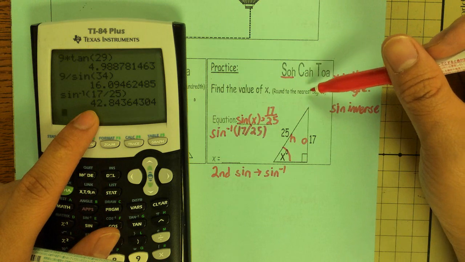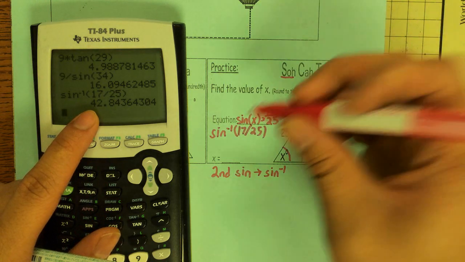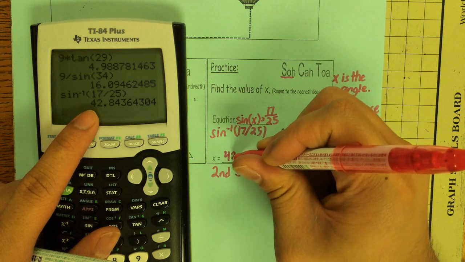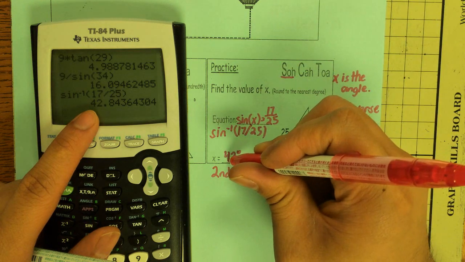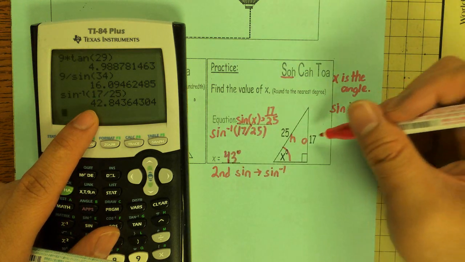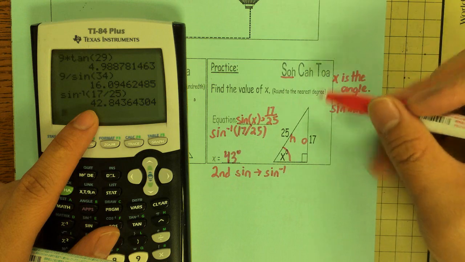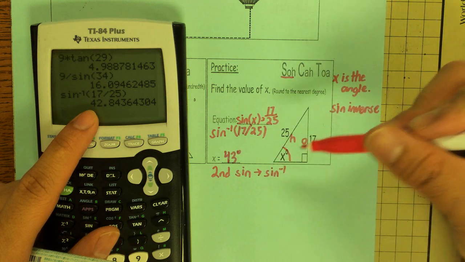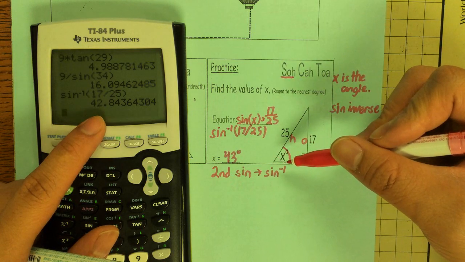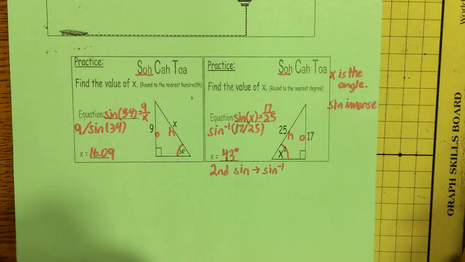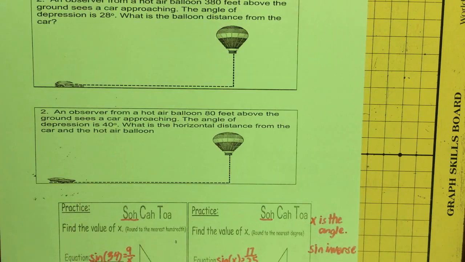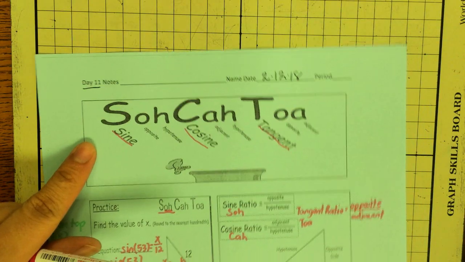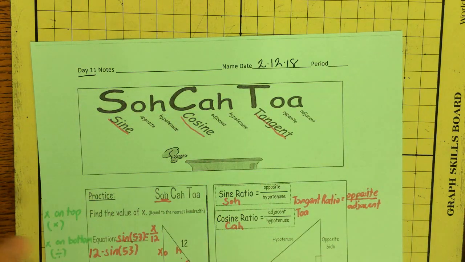It said round to the nearest degree, nearest whole number, so x is 43 degrees. So what this tells you is if you have a right triangle where one leg is 17 and the hypotenuse is 25, one of those angles has to be 43 degrees, more or less. Alright, and there you have it, your 3 trigonometric functions, sine, cosine, tangent, or SohCahToa.